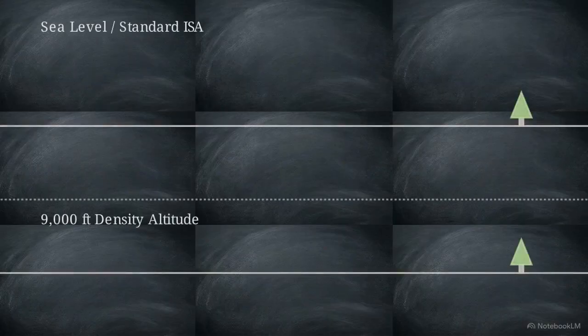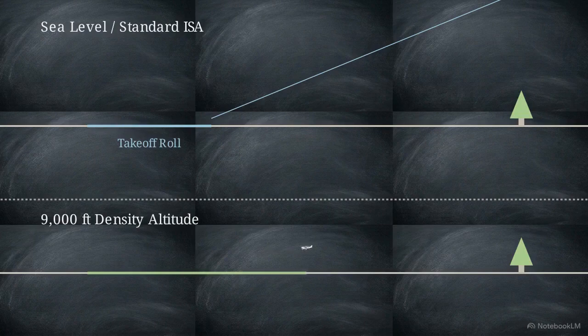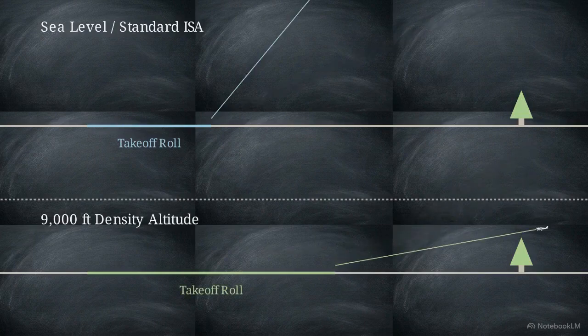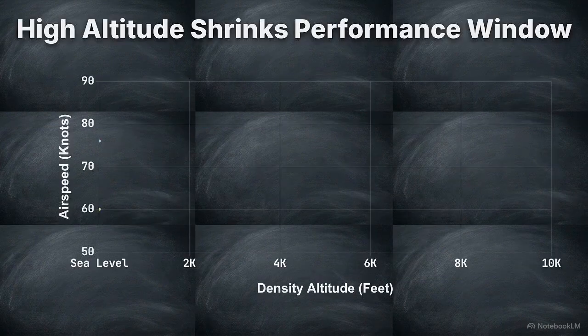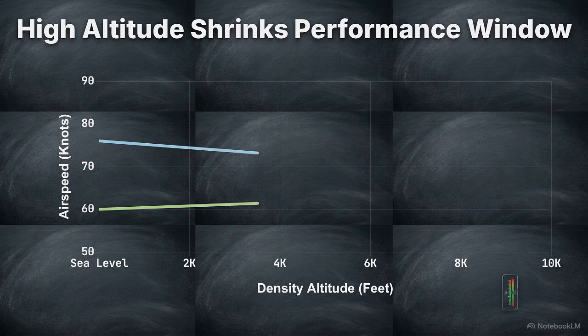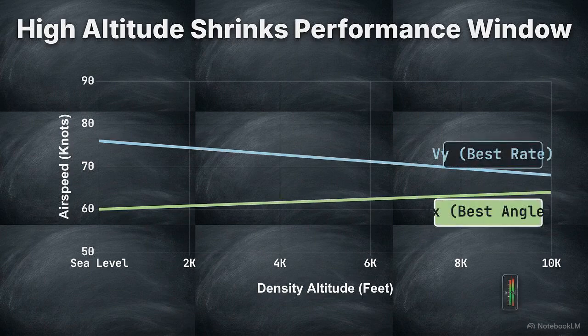At a density altitude of 9,000 feet, the penalties are measurable. The takeoff roll increases significantly because the engine produces less power and the wings require more speed to generate lift. Once airborne, the rate of climb is severely degraded. In these conditions, your best rate of climb, Vy, decreases, while your best angle of climb, Vx, increases slightly.